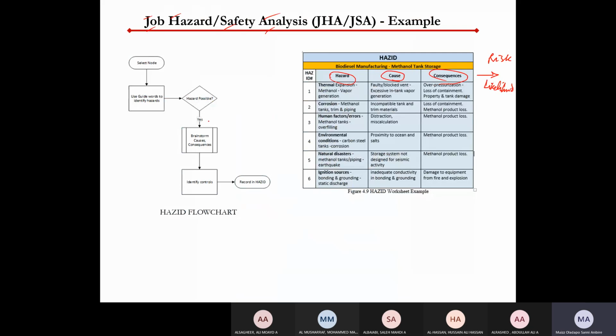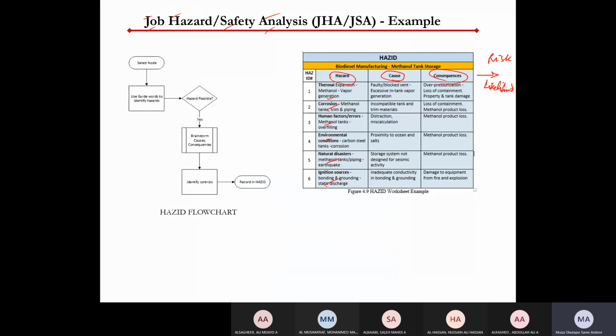Identifying the likelihood further will take you to the risk. So here you can see it lists various hazards for the biodiesel manufacturing process, for the tank storage. What are the various things that could go wrong? Thermal expansion of the storage, corrosion of the storage, human factors or errors like overfilling, environmental conditions like carbon steel tanks corroding. This one is corrosion, but for the tanks, trimming and piping, ignition sources.